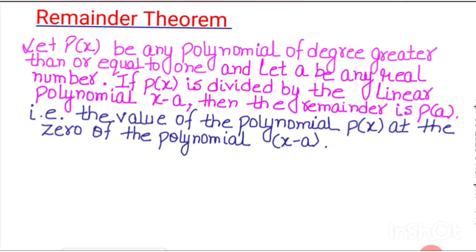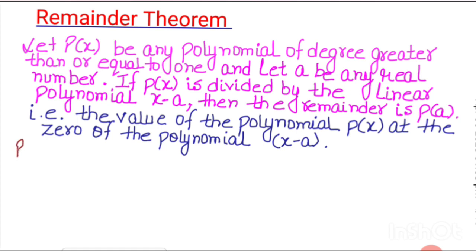Now what is remainder theorem? Remainder theorem is: let p(x) be any polynomial of degree greater than or equal to 1 and let a be any real number. Now if p(x) is divided by the linear polynomial x minus a, then the remainder is p(a), that is the value of polynomial p(x) at the zero of the polynomial x minus a.